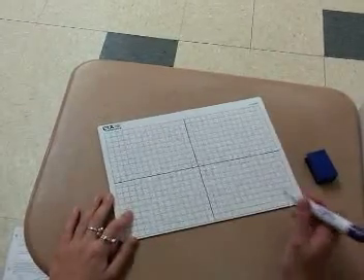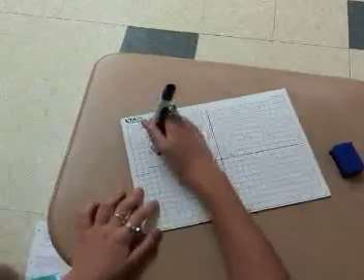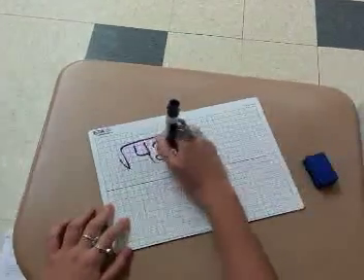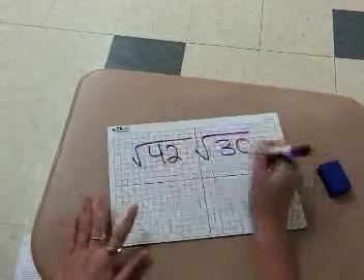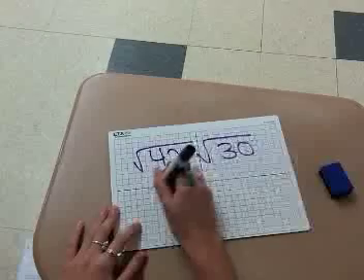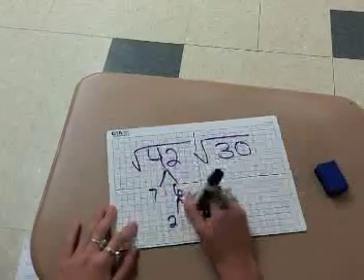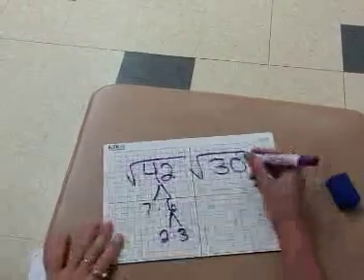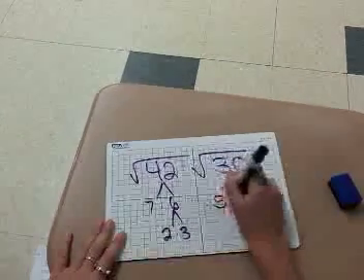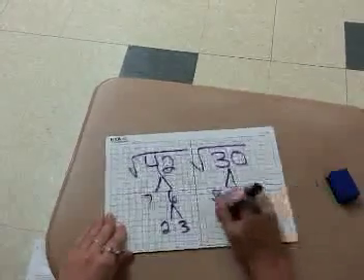Next, we'll be multiplying radicals. So it's root 42 times the square root of 30. So first we're going to simplify these, and 42 is 7 times 6. 6 can be simplified into 2 times 3, but all those numbers are now prime. They can't be simplified anymore. 30 is 5 times 6, and then you get 2 times 3, and none of those can be simplified any further either.